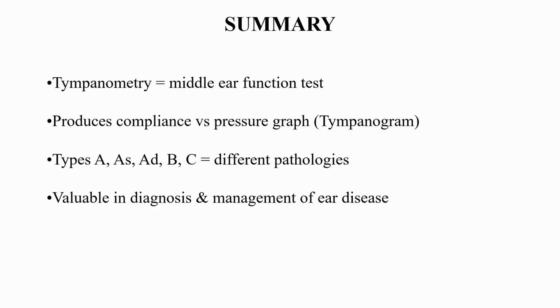So in the end, the summary is that tympanometry is used to check the middle ear function and produces a graph called a tympanogram for compliance in response to pressure change. Types are type A, As, Ad, B, C, where A is normal and the rest four are abnormal or with pathologies. And it is a very valuable test in the diagnosis and management of ear diseases. So I hope you understand.